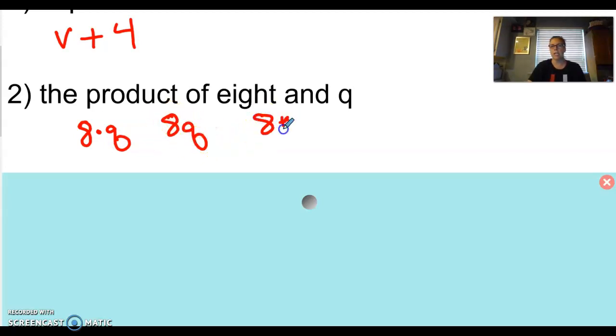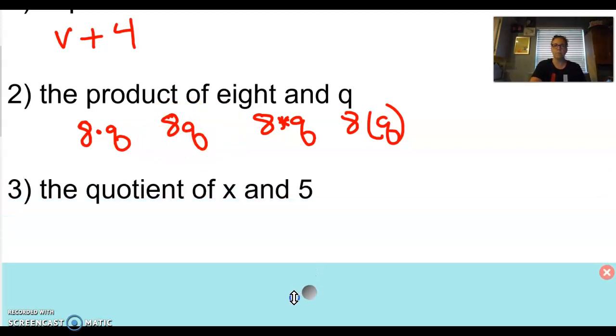You can put A and then like the asterisk Q. You can put A parentheses Q. Multiplication has a lot of different ways to do it. This is what you'll end up doing the most as you get older, but we want to get away from the X because then the X looks like a variable.